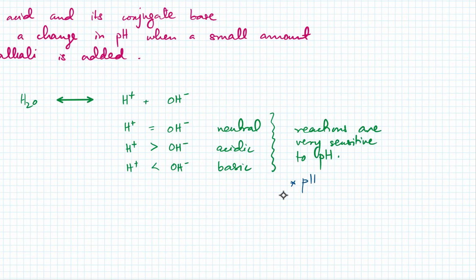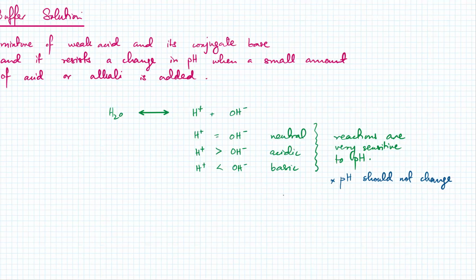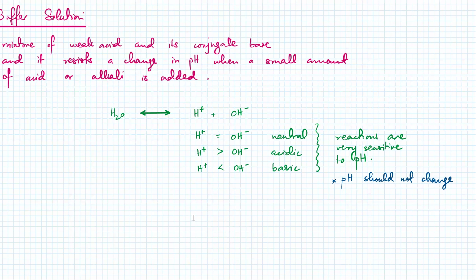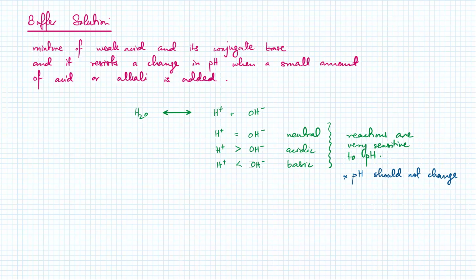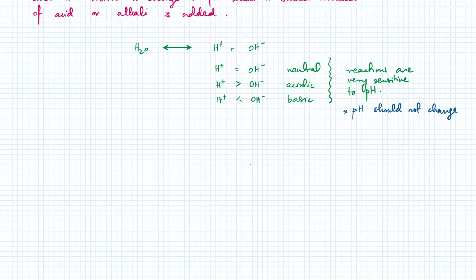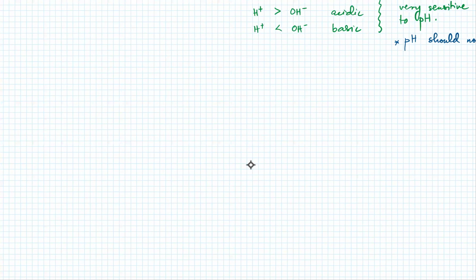So pH should not change, and it should especially not change when you add some acid to it, or you try to increase the concentration of H plus, or you try to increase the OH ion concentration. The mixture should resist that change. So how is a buffer formed? A buffer is formed when you have two things: a weak acid and its conjugate base as well. So for example, I'm going to take ethanoic acid. I'm going to show you how it acts as a buffer.